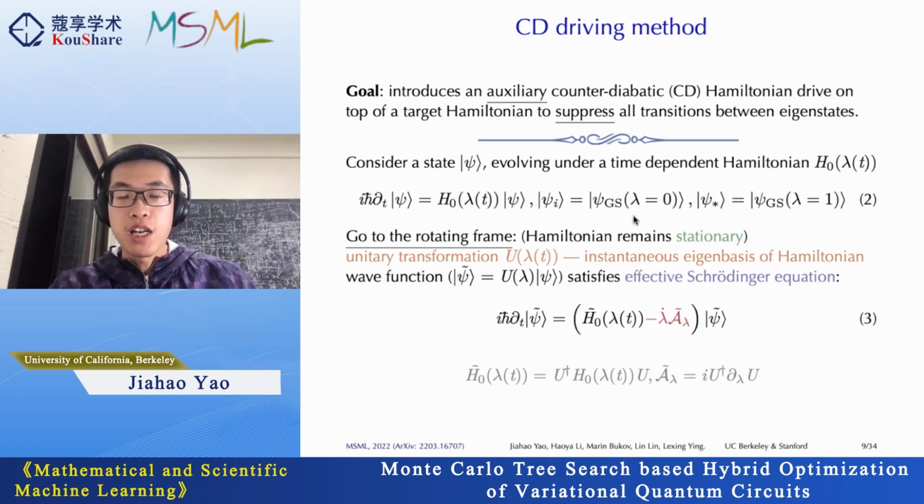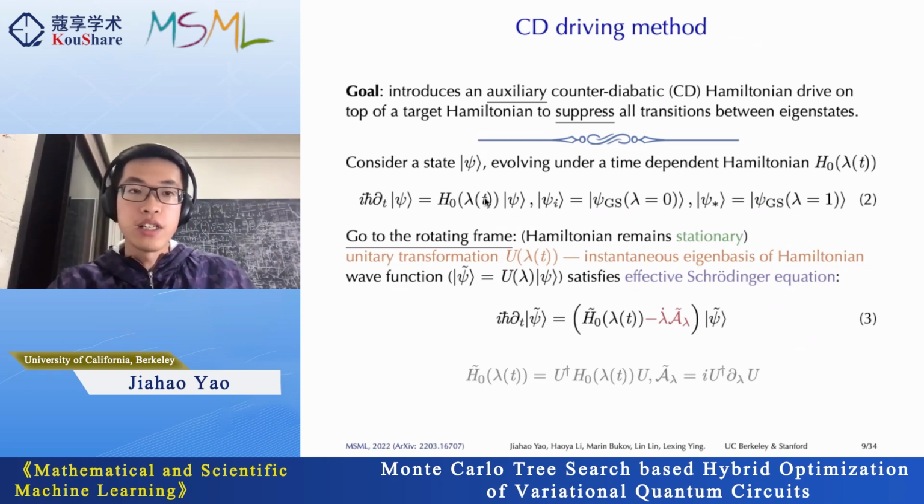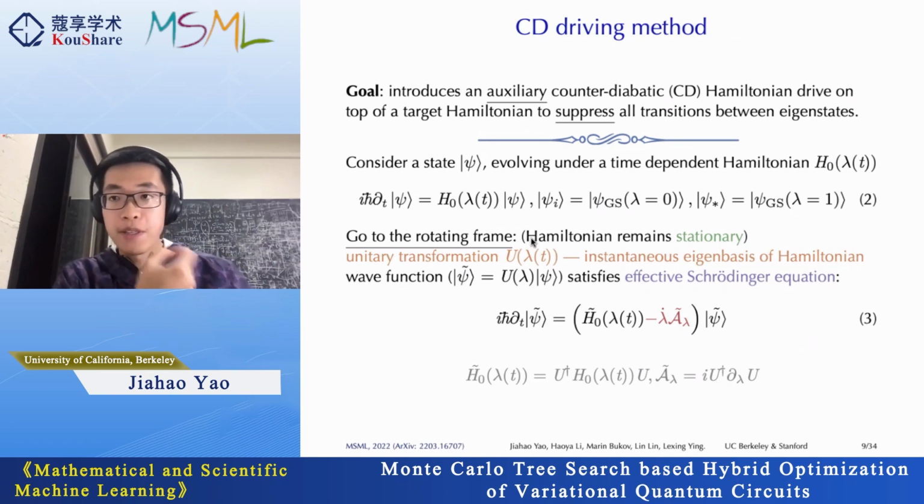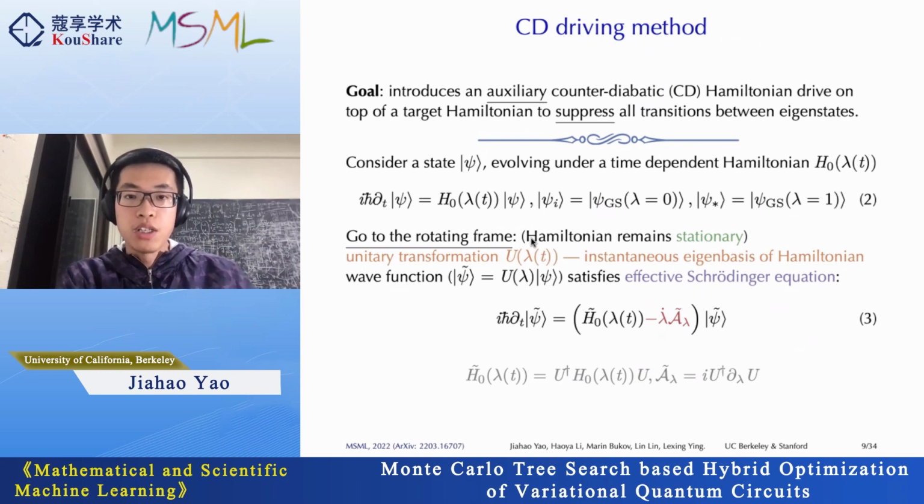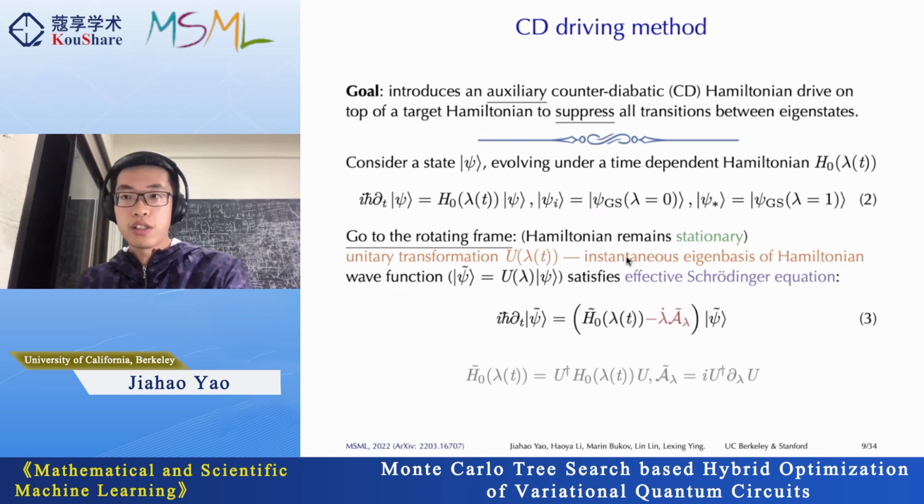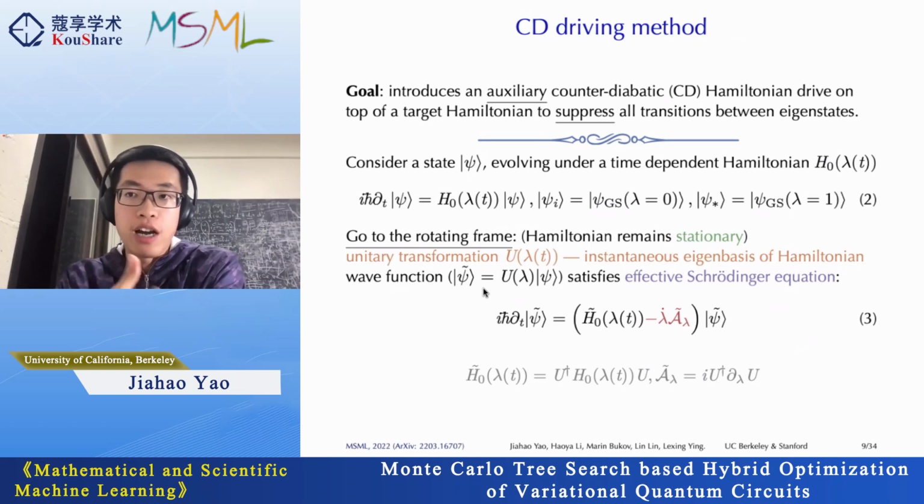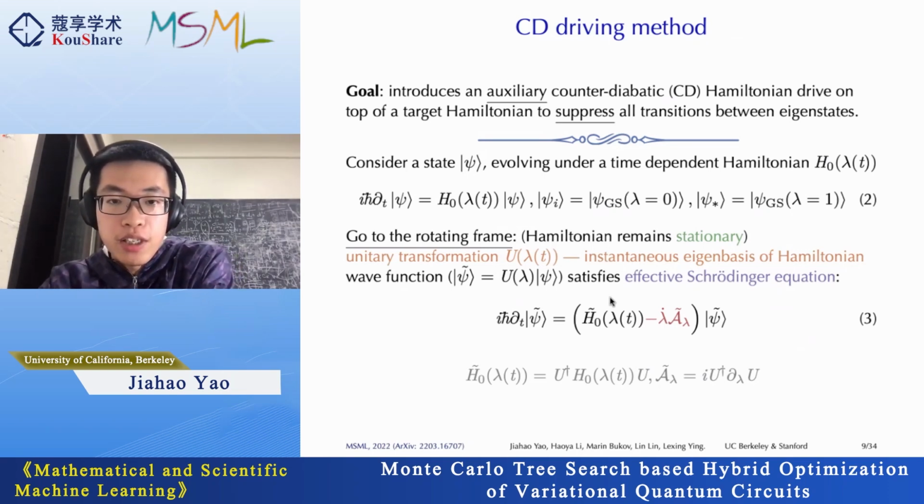So which means for any state, if we have a time-dependent Hamiltonian, originally it evolves with the time-dependent Schrodinger equation, and the technique using CD driving is that we want to go to the moving frame, and we want the Hamiltonian to remain stationary in that moving frame. So we introduce another unitary transformation U, which is trying to diagonalize the instantaneous eigenstates of the Hamiltonian. If we introduce another wave function under this transformation called phi theta, it actually satisfies this effective Schrodinger equation.